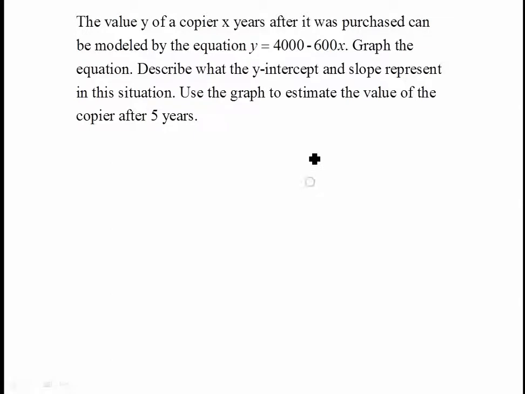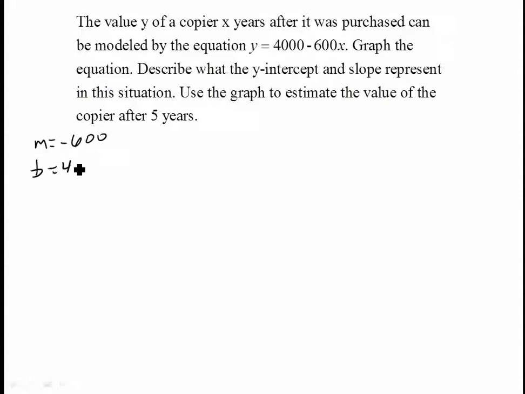So here we have another example of a word problem, fairly contrived because somehow we know this model that puts the value of a copier in context with how many years after it was purchased. But nevertheless, we need to first graph this equation. So the very first thing, I know that M is negative 600.